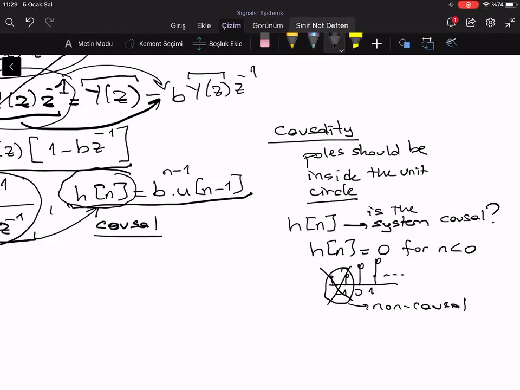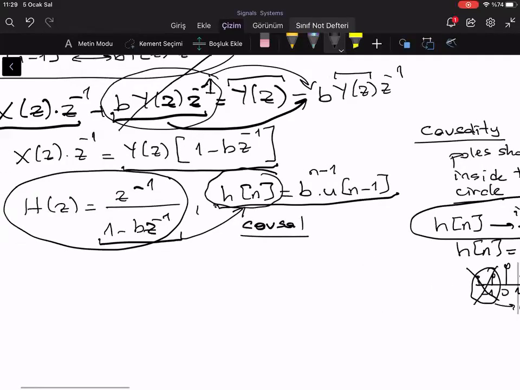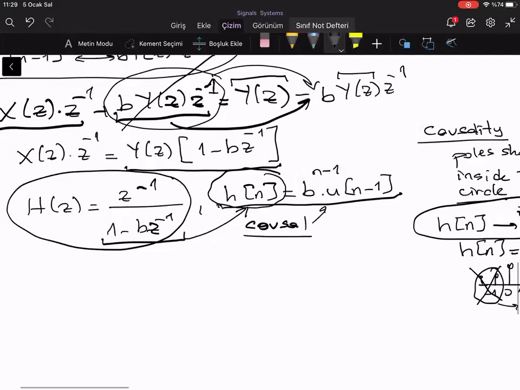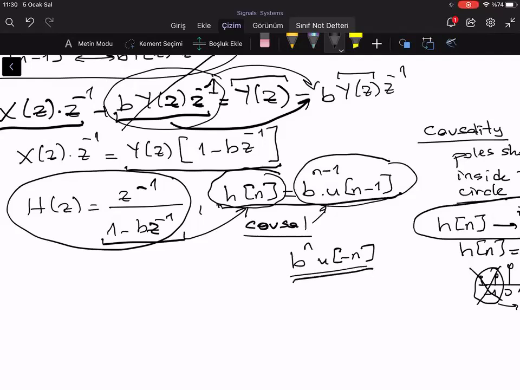The thing is, our signal should be right-sided. When I see this causality term, I should immediately say that this is a right-sided sequence. Okay? Hocam, thank you. For example, if this were left-sided, Anya, if this were like b to the power n u minus n, let's say, this is a left-sided sequence, and h of n is given like this, let's say. Is this a causal system or not?